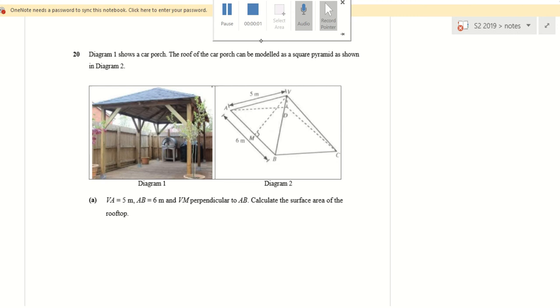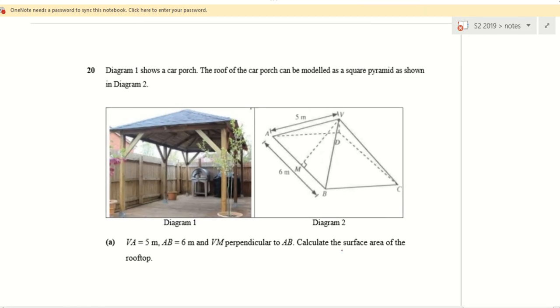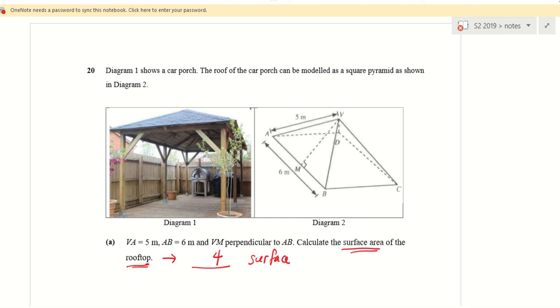Right, can we look at 20 now? Find the surface area of the rooftop. May I ask how many surfaces are there? 4. Who say got 5 surfaces? 4, so 4 surfaces. So where are the 4 surfaces?